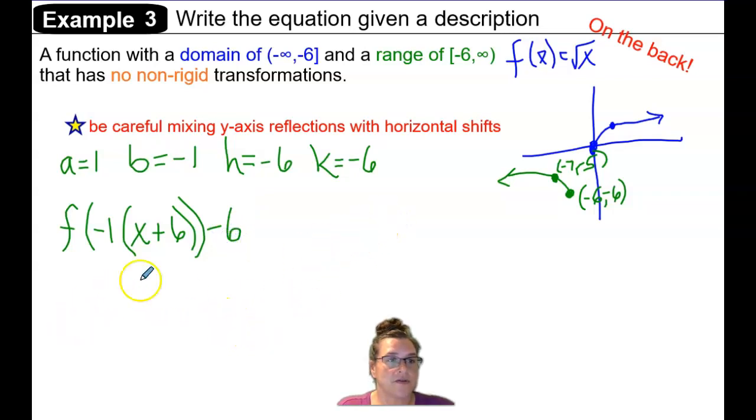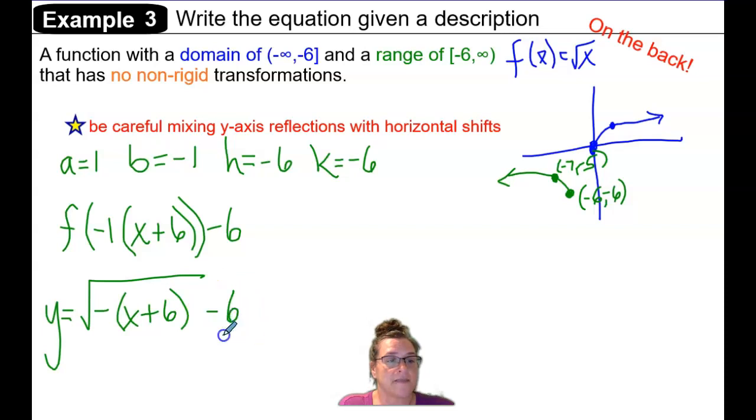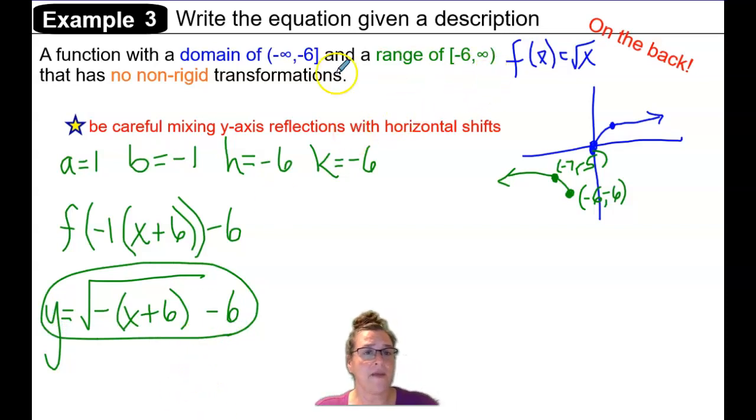Now when I put that into equation form from my function form, that's going to be y equals, and then my f, my function, remember, is the square root of x, so I'll have a square root symbol. Underneath that square root, I have my b, which is a negative, and then parentheses, and then my quantity x plus 6, so that it shifts to the left 6. Out from under the radical then is my k, which is -6, and that would be the equation that would produce this verbal description.